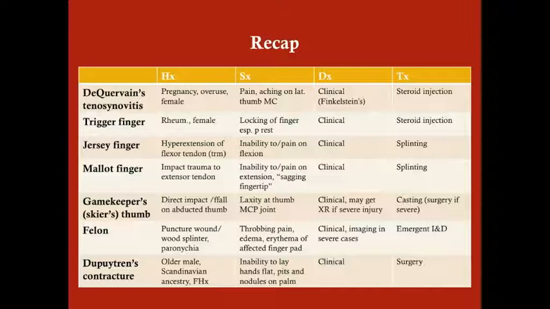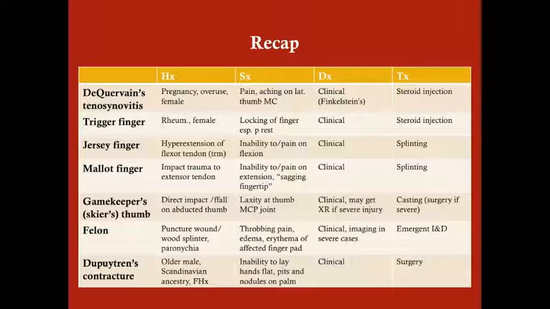Mallet finger. This is caused from impact trauma to the extensor tendon, and this will result in an inability to extend the finger, or pain on extending the finger, or you just may see this sagging fingertip like I showed you. Diagnosis here, again, clinical. Treatment, splinting, just like jersey finger. Jersey and mallet finger are kind of like twins. They're just the opposite.